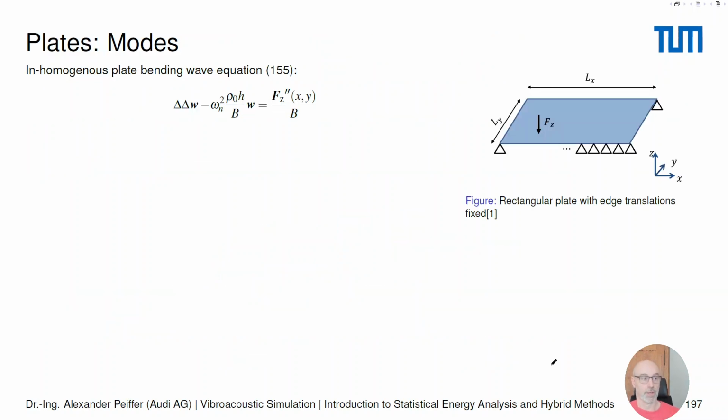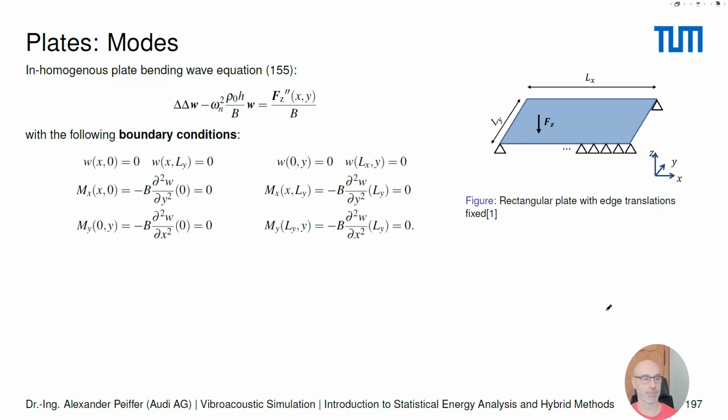Okay, so now let's come to our single example for a structural system. This is the homogeneous bending wave equation that we are applying to a plate, a rectangular plate in our case. As you can see, this is the equation for bending waves, where we have a force distribution that represents a point force in z direction somewhere at the plate. And this is the wave equation for the displacement in z direction. It would be a homogeneous one if this would be 0.